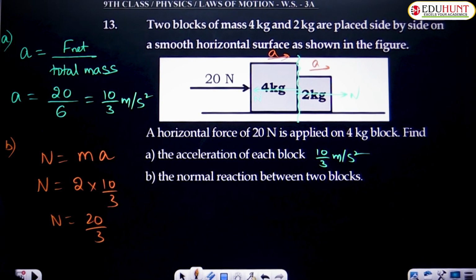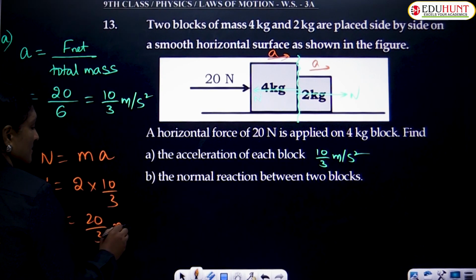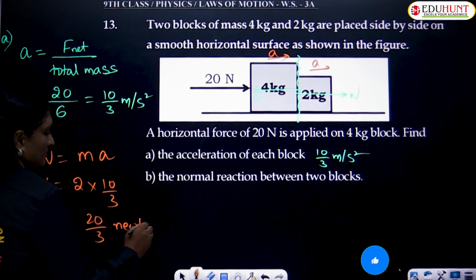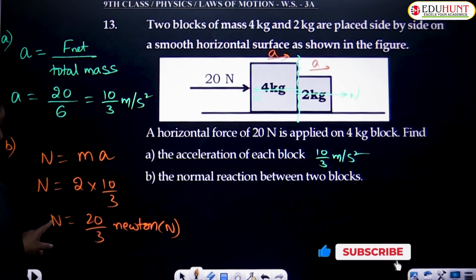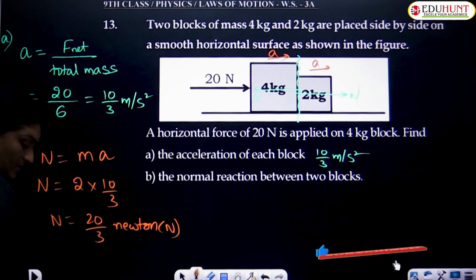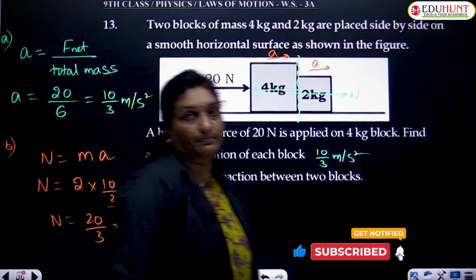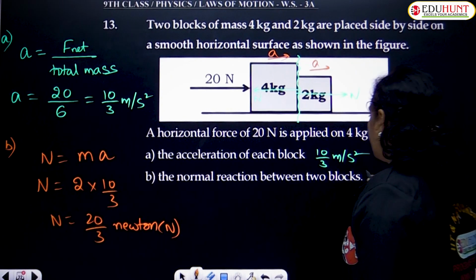So N is nothing but the normal reaction force, and the unit for this is Newton, indicated with capital letter N. So you may get confused between N and N, which is the reason why I wrote it in complete words as Newton. So what was the value found here?